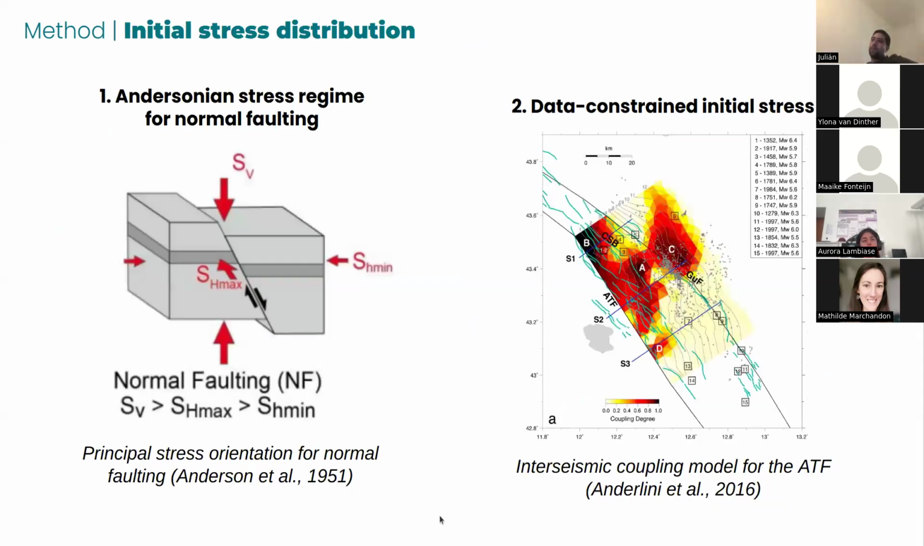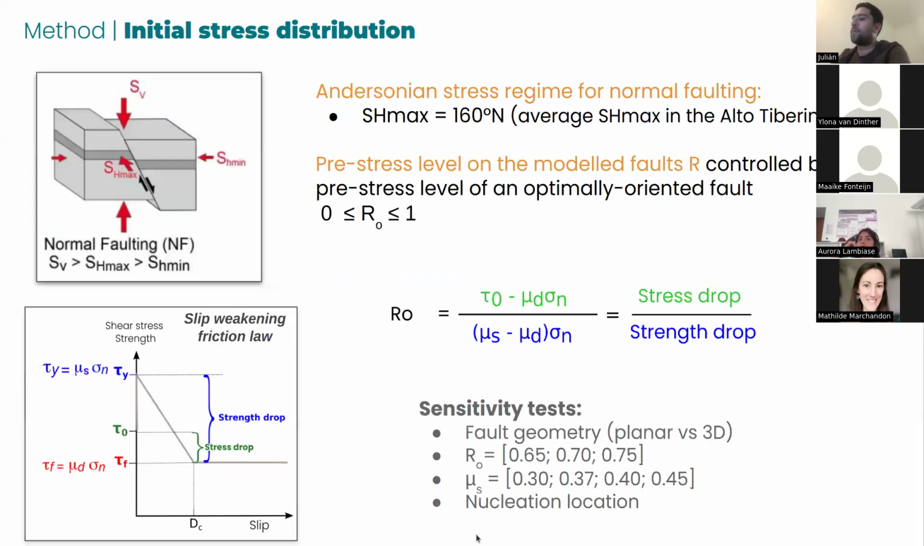So we did several tests. We first tested an Andersonian normal faulting regime. And we also ran some other simulations using the coupling model for the Alto Tiberina fault. So I considered an Andersonian normal faulting regime with SHmax oriented 160 degrees, which is the average in the Alto Tiberina area.